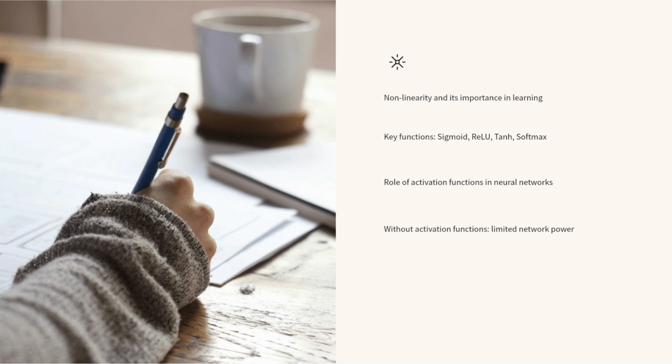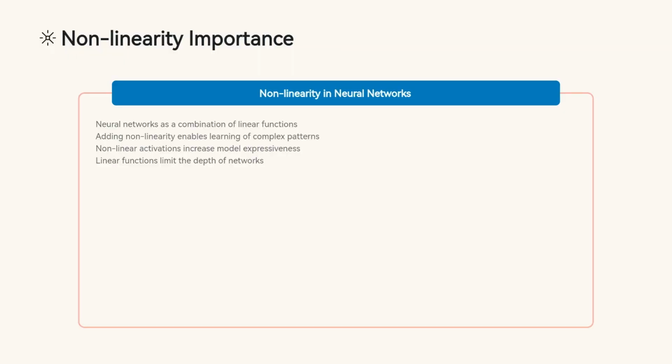The key to enabling neural networks to handle these complexities lies in the activation functions. The most commonly used activation functions are Sigmoid, ReLU, Tanh, and Softmax, each with different properties and use cases. In this lecture, we will explore how each of these functions works and discuss their strengths, weaknesses, and specific use cases.